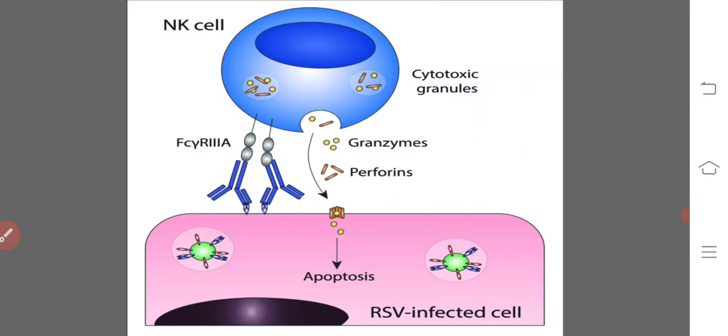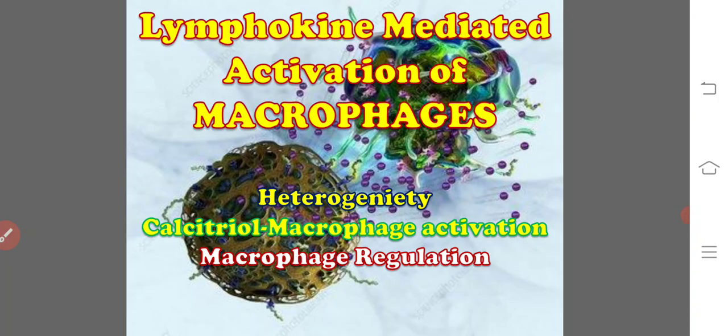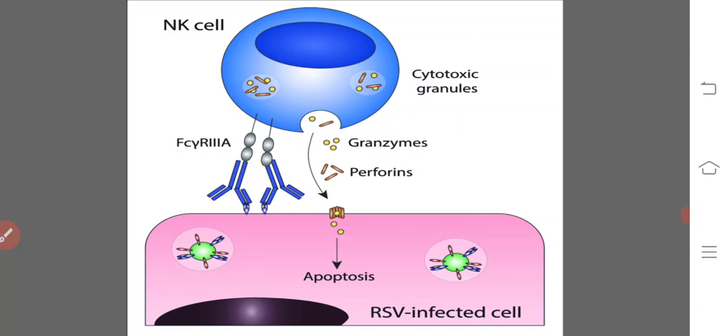Then the NK cells kill the infected cell which they are bound to. Then here, if you observe the mechanism of cell-mediated cytotoxicity, it appears that the mechanisms involved in killing are similar whether a TC cell, NK cell or killer cell is involved.